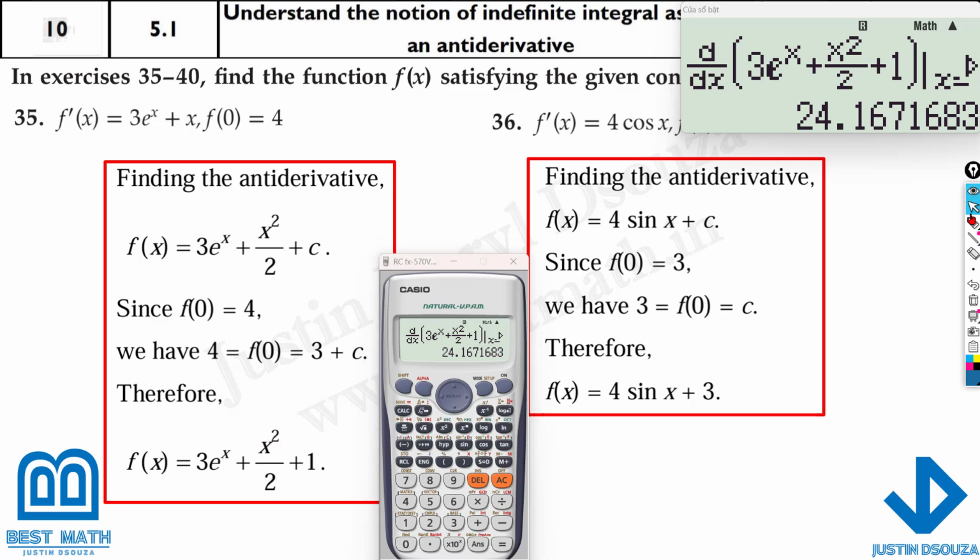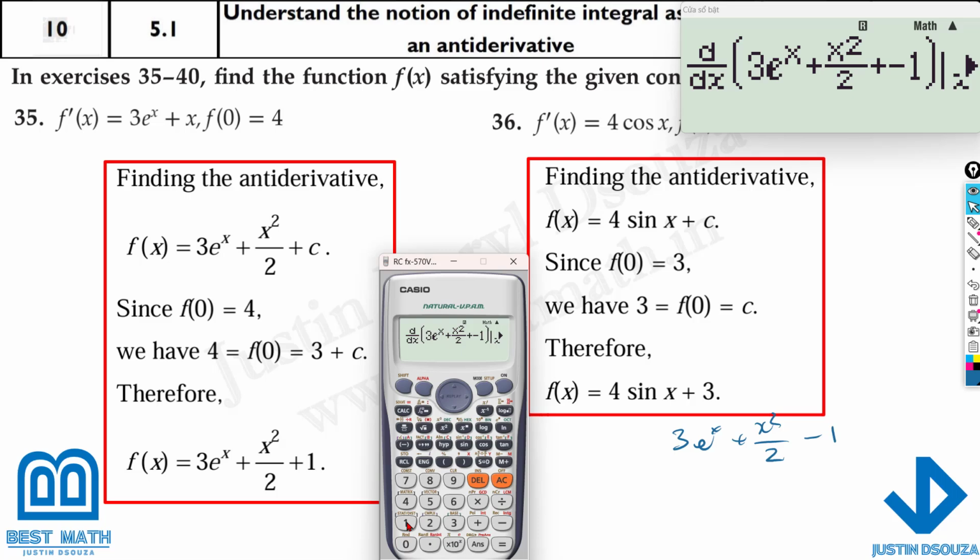But what if you have one more option, say like this? You have the same thing, 3e to the power x plus x squared by 2 minus 1. This is also there. Now if you just change this over here to minus 1, it's going to give me the same answer. So now this is the issue, which is the correct one? So of course you can eliminate a lot of options by the calculator method, but not all in such cases.